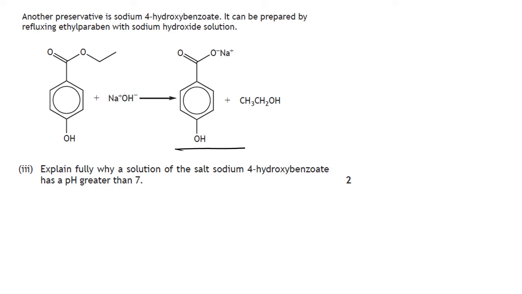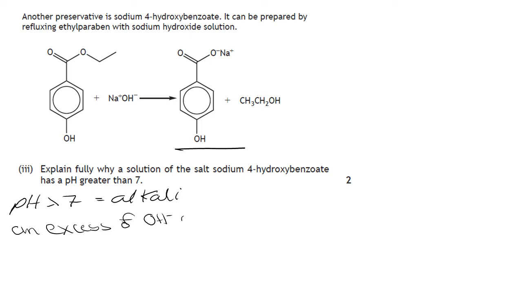So what you should be able to always remember is that if the pH is greater than 7, it means it is an alkali. And if it is an alkali, that means you have an excess of OH minus ions. That's going to give you your one mark answer. That's what having a pH greater than 7 is, an alkali, so it has an excess of hydroxide ions.